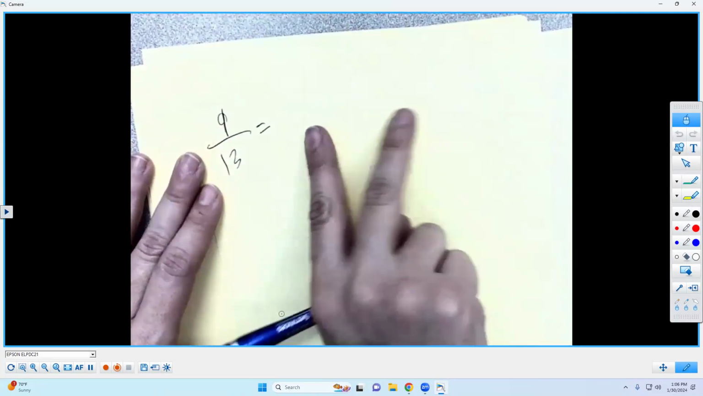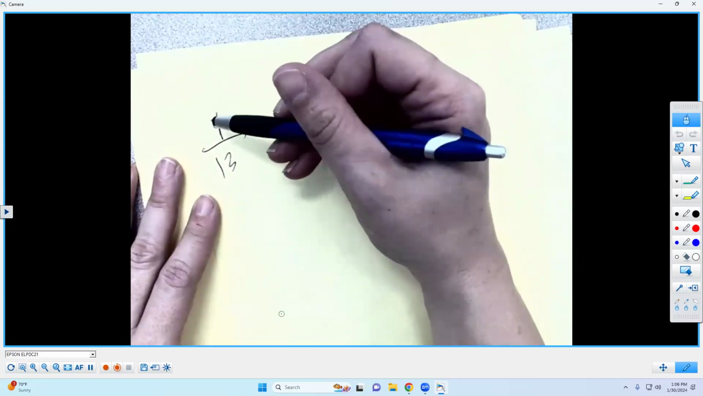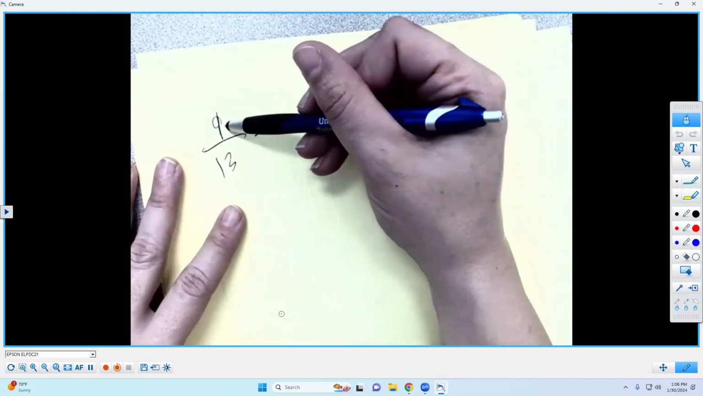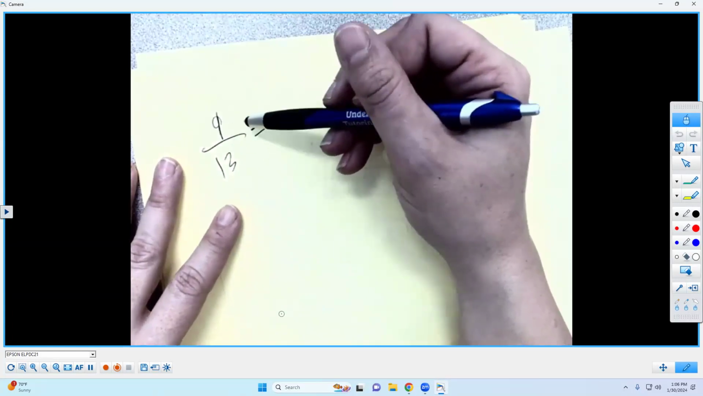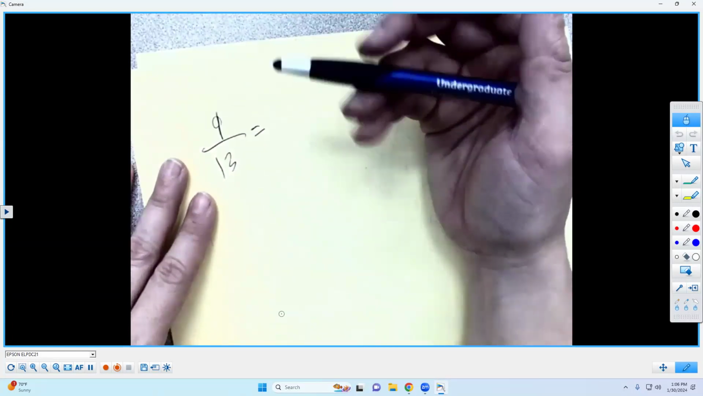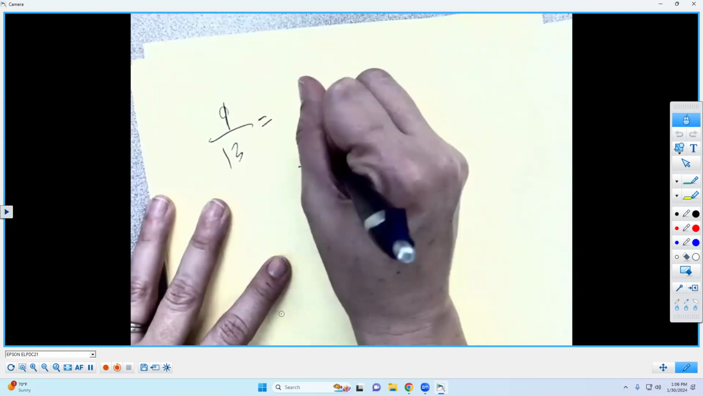I want to break this apart into some addition of fractions. It doesn't have to be 1 plus 1 plus 1. It doesn't have to be 2 plus 2. It could be 3 plus 6. It could be 4 plus 5. It could be 7 plus 2, like whatever makes 9. Would you agree?